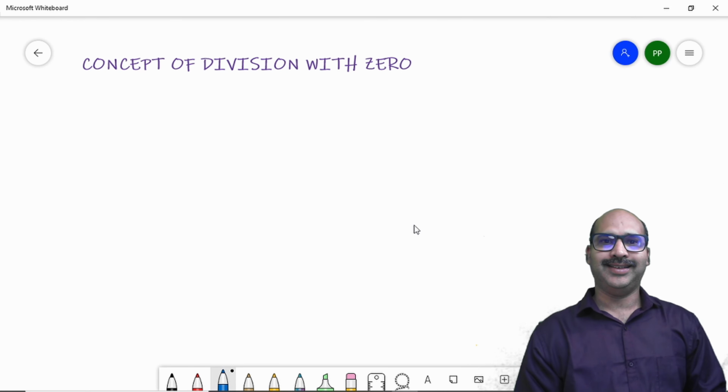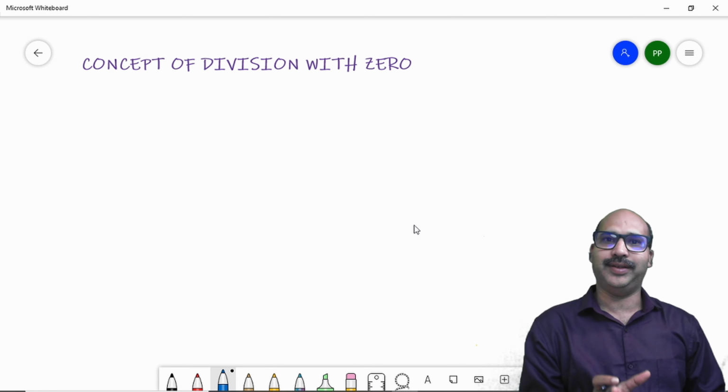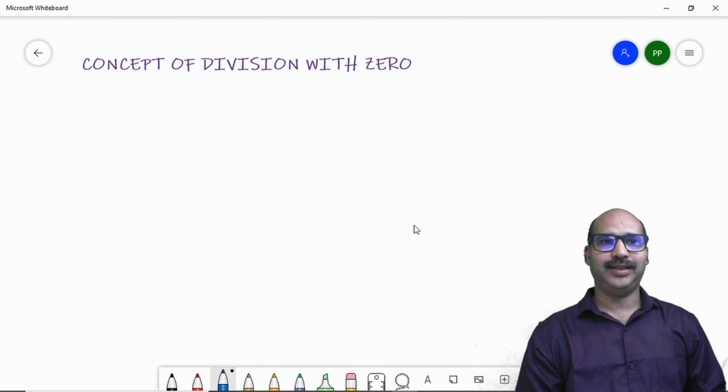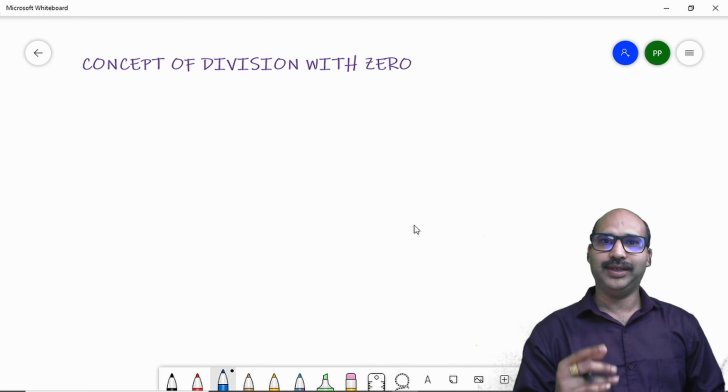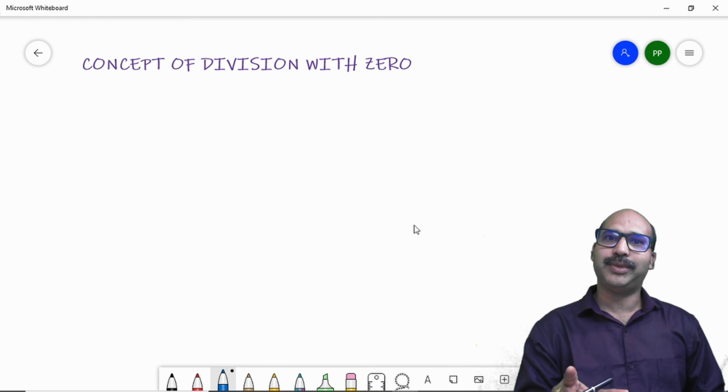Hi, let us understand the concept of division with 0. If a number is divided by 0, is the result infinite or undefined? Let us see. Before going to that, let us consider addition and subtraction operations. Multiplication is repetitive addition. Division is repetitive subtraction. So the basic arithmetic operations are addition and subtraction.